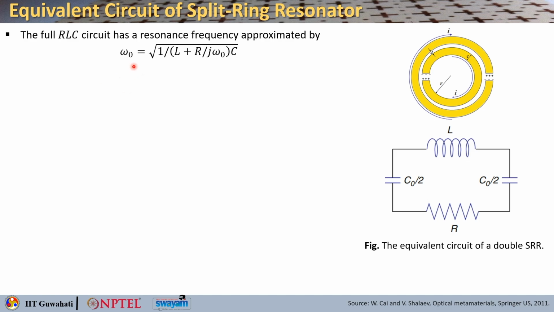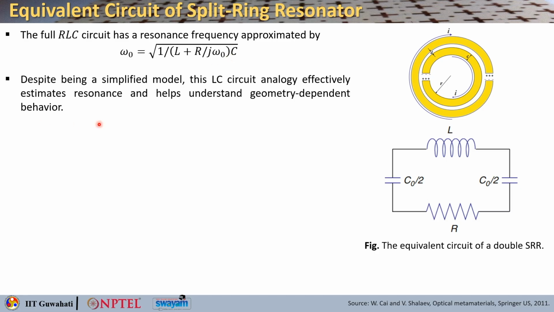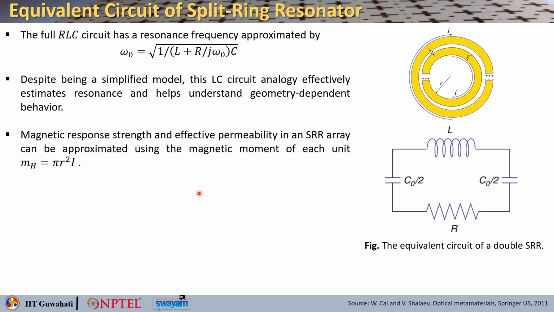That comes out to be omega naught, which is the square root of 1 by (L plus R by j omega naught) times C. This is a very simple model, but with this kind of LC circuit analogy, you can effectively estimate the resonance, and it also allows you to understand how geometric parameters like c, then d, which is the gap, and the overall length, which can be obtained from the radius, then c, then d, again c, are correlated with the resonance frequency.